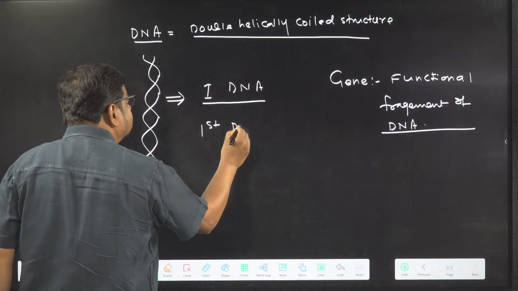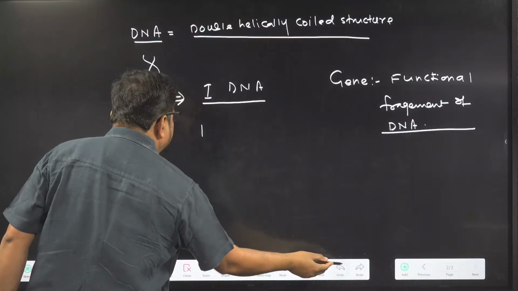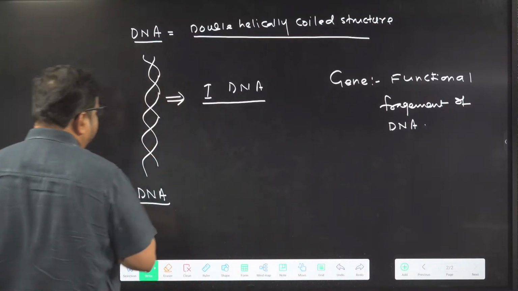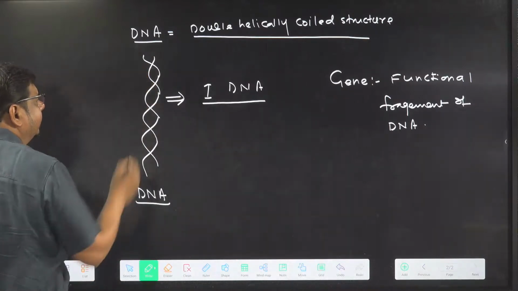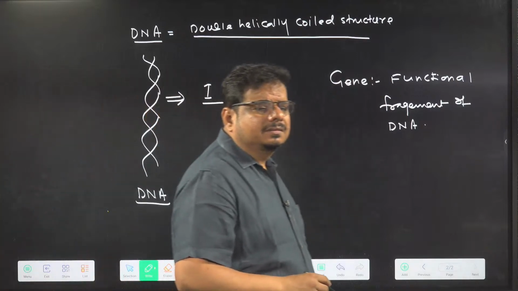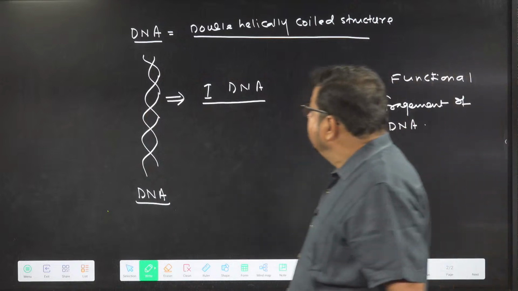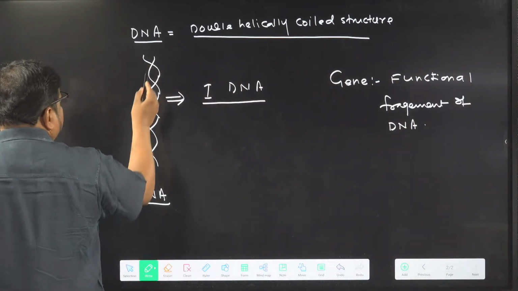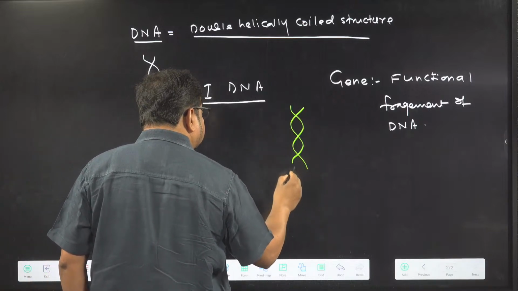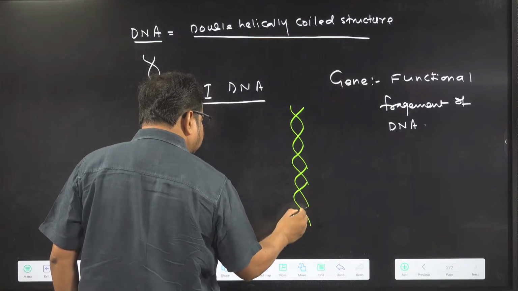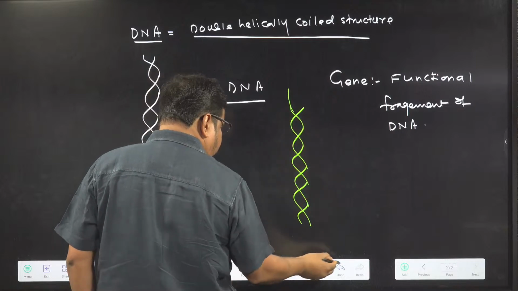Now, if I ask a question, suppose that this is the first DNA of a human. I will not talk about the species, otherwise you will unnecessarily get confused. So how many genes are present on this DNA? It depends on the species, or it depends upon the chromosome. It depends upon the DNA. Suppose that this is one DNA and this is another DNA.